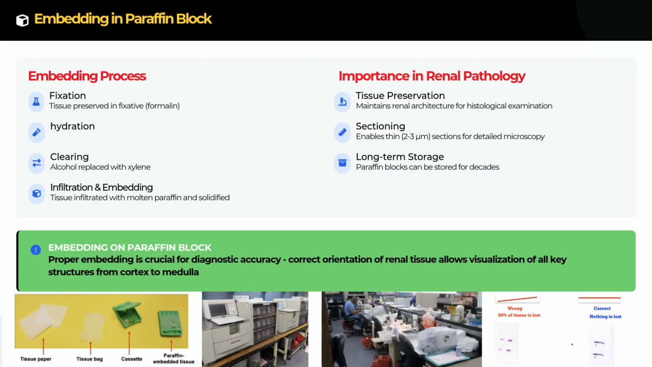Also, you should keep in mind embedding in a proper way. Embedding like this is the correct way, and otherwise maybe 50% of the tissue will be lost. Maybe you're not representative in the slides.